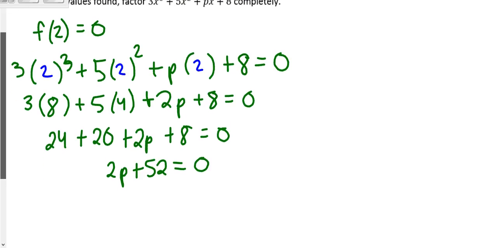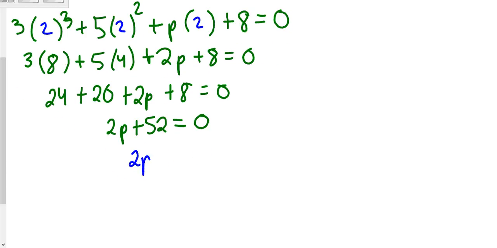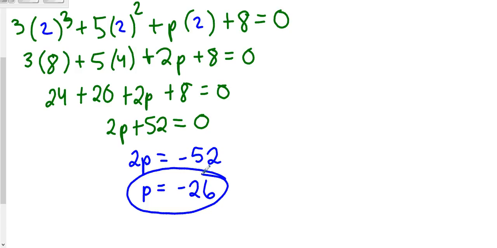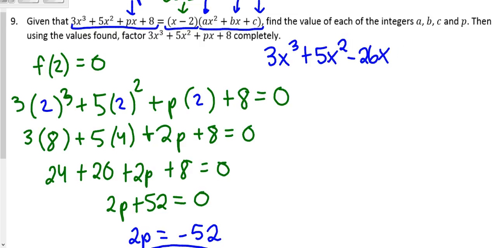So remember, we're solving for p because we want that original equation. So we subtract 52, we have 2p equals negative 52. Divide by 2, p is negative 26. Now that we found p, we can rewrite our original equation. So our original equation is 3x cubed plus 5x squared minus 26x plus 8. Now our goal is to factor out the x minus 2.